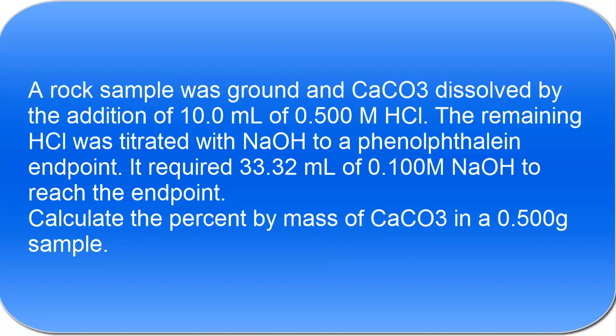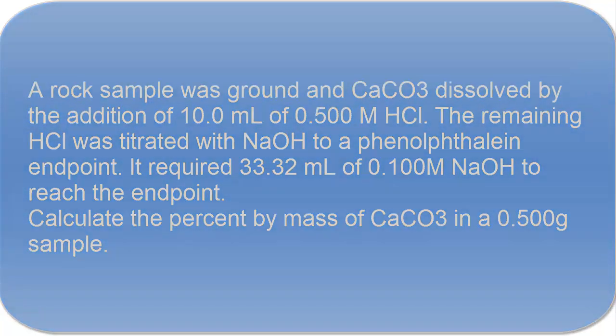So this is an example of a back titration, and the reason we do a back titration in this case is because calcium carbonate doesn't dissolve well in water. So in this case we're adding a known amount of excess acid. Some of the acid is neutralized by the calcium carbonate. We titrate what's left, and the difference is going to be the amount that was neutralized.